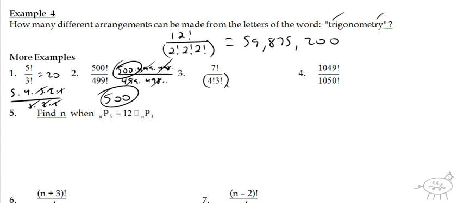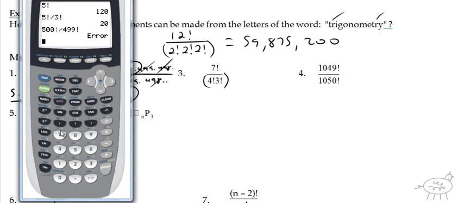All right, this next one, you've got to put in parentheses. If you don't put in parentheses, you're going to get it wrong. So it's 7 factorial divided by, parentheses, 4 factorial times 3 factorial, close parenthesis. Hit enter, and we got 35. Okay, pretty easy.